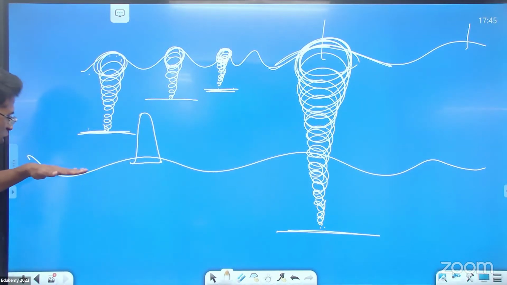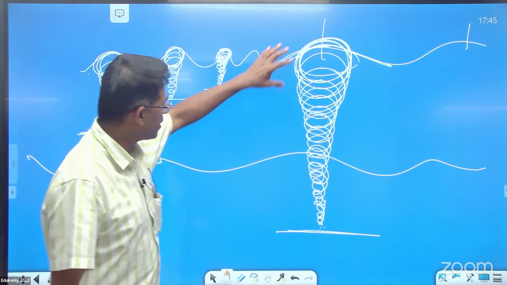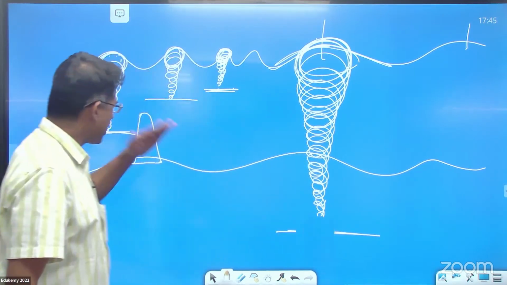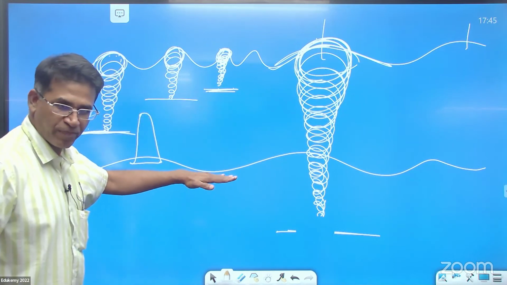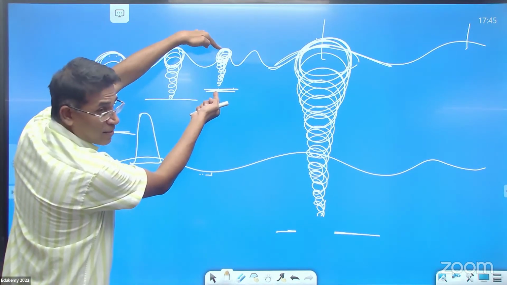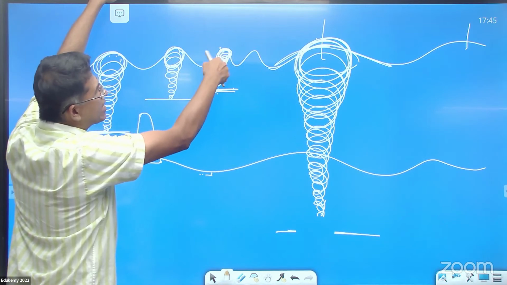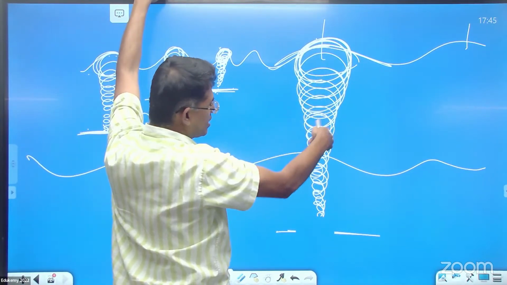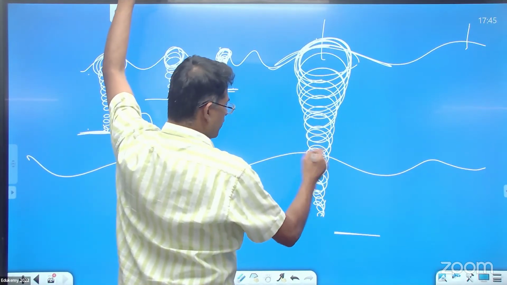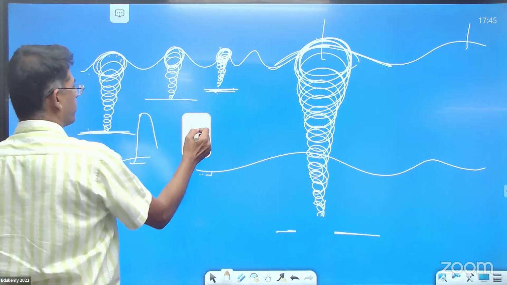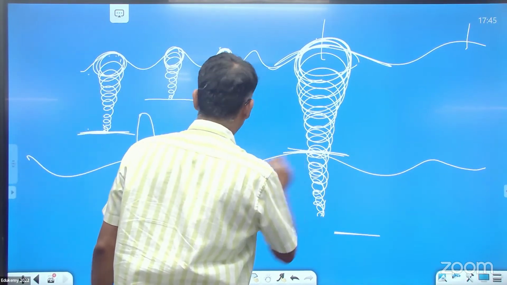So if the depth of the ocean floor is less than the wave base, imagine the wave base is here, but the ocean floor is only up to here. In the other case, the depth of the ocean floor is much more than the wave base, which means this wave and its movement does not touch the floor. In this case, the wave and its motion is touching the floor. We have some friction happening here.